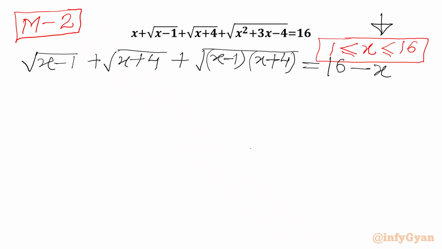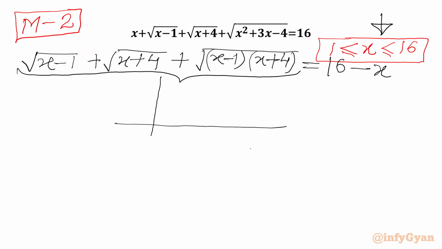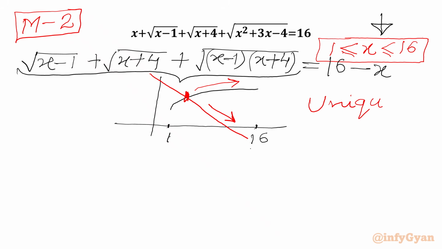If we draw the graph of the left hand side, then we have the sum of 3 square roots, which must be always positive, and it is a monotonic increasing function. If I plot like this, then it is from 1 to 16, and in the RHS we have a line y equal to mx plus c with negative slope, so it will be like this. And if I check this point, one function is monotonic decreasing, another function is monotonic increasing, then there will be only one solution, a unique solution.